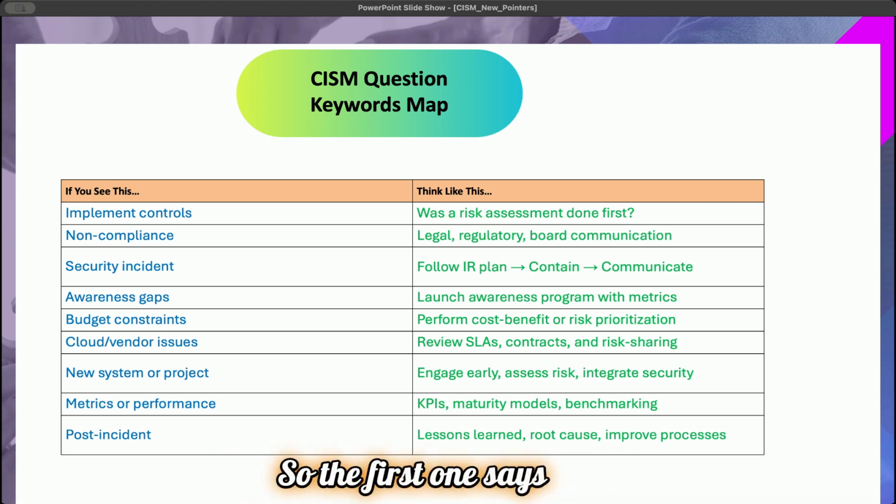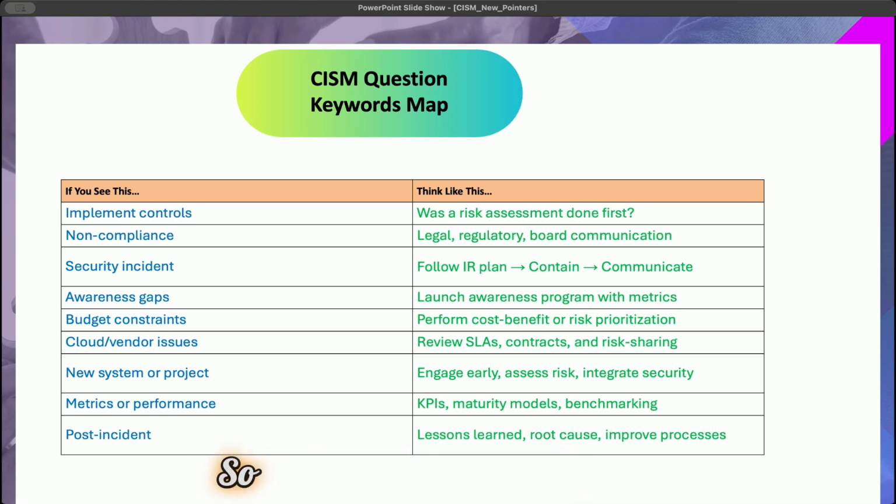So the first one says implement controls. If you see implement controls, you think, was a risk assessment done first? Also, do you have a policy or a process that justifies the control? So your mindset as a CISM should be, controls are not deployed until they are justified by business aligned risk analysis. So avoid jumping to action answers unless governance is already in place.